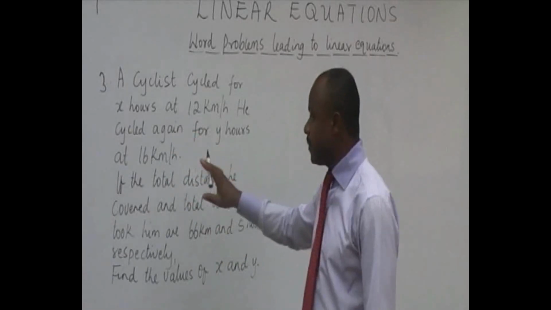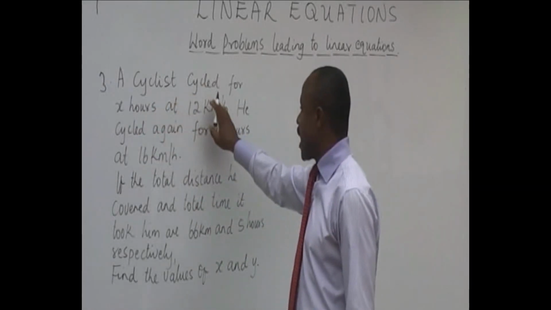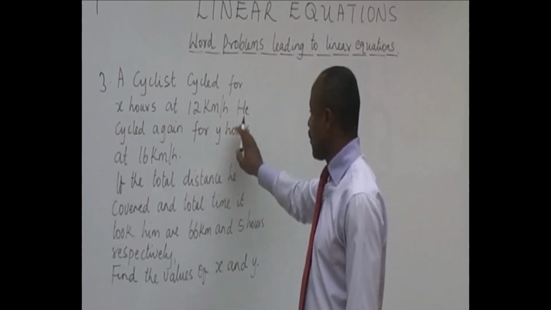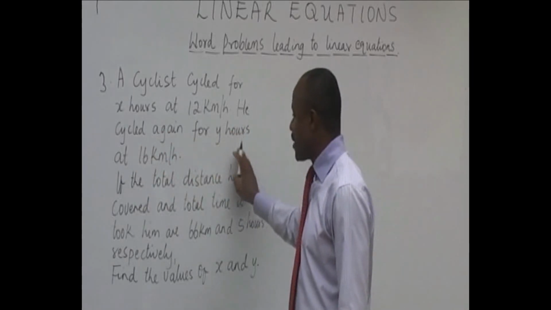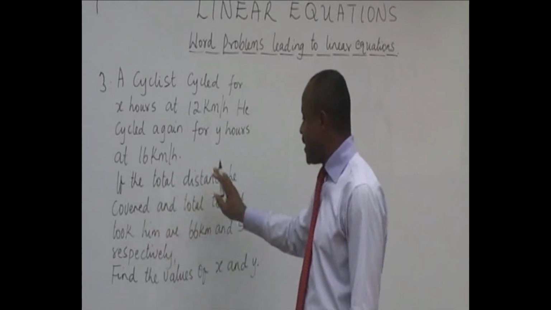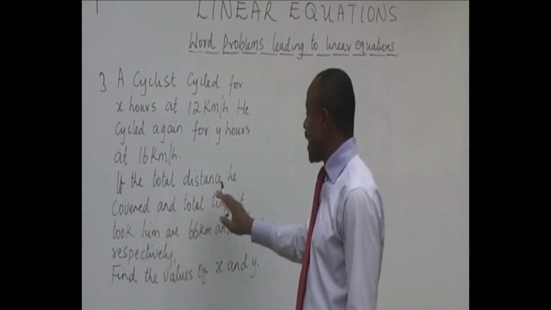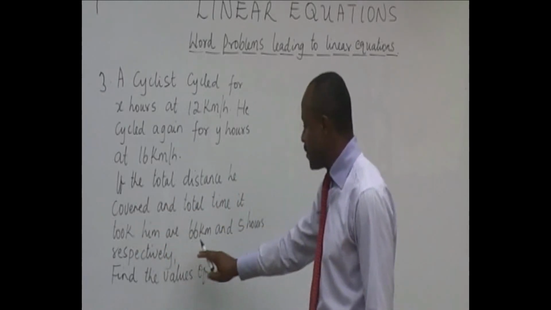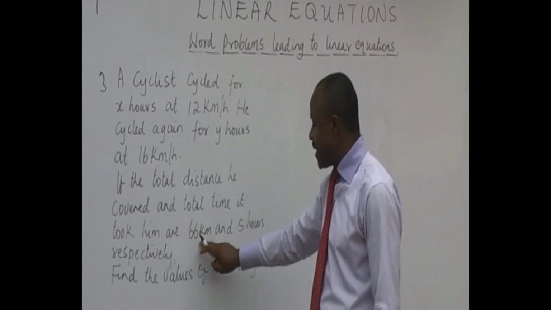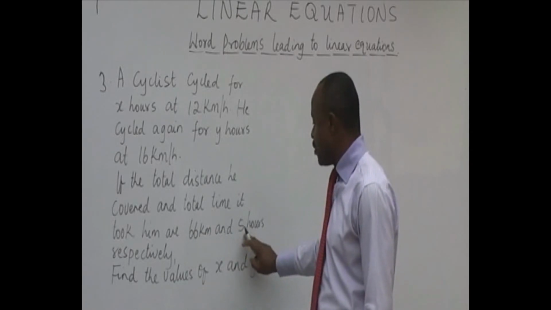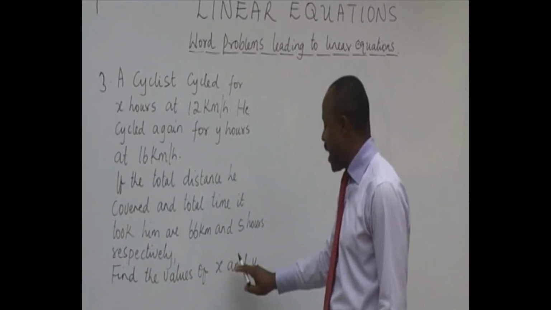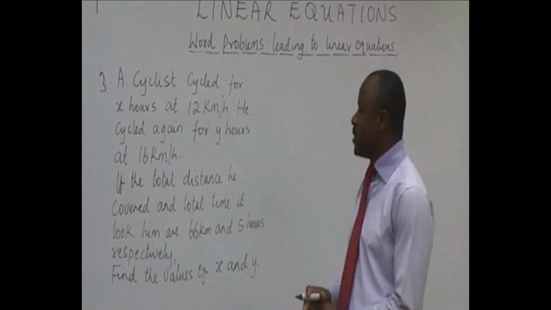Question number 3 says, a cyclist cycled for x hours at 12 kilometers per hour. He cycled again for y hours at 16 kilometers per hour. Then if the total distance he covered and total time it took him are 66 kilometers and 5 hours respectively, that means total distance is 66, total time it took him is 5 hours. Then the question says we should find the values of x and y.